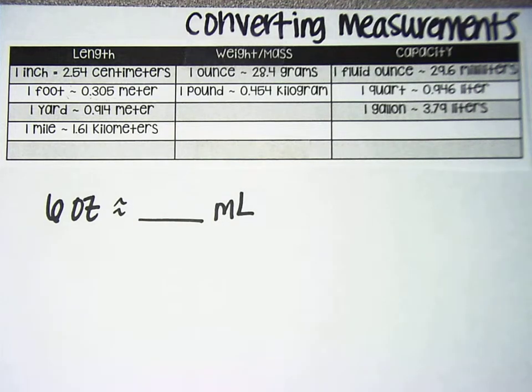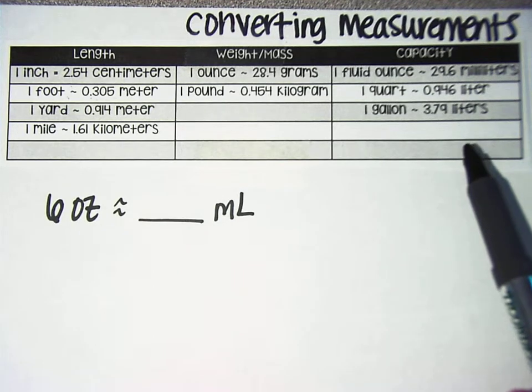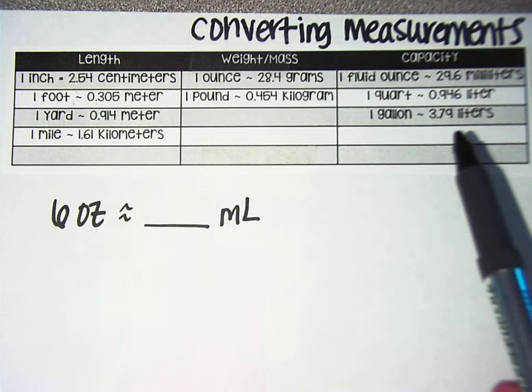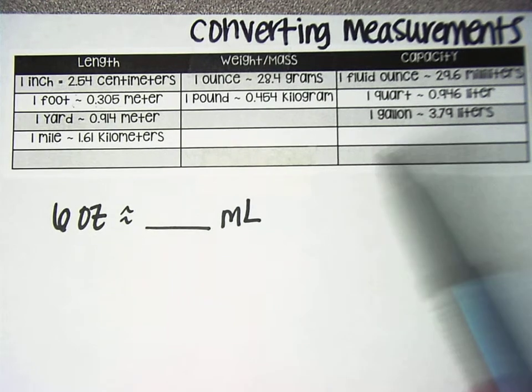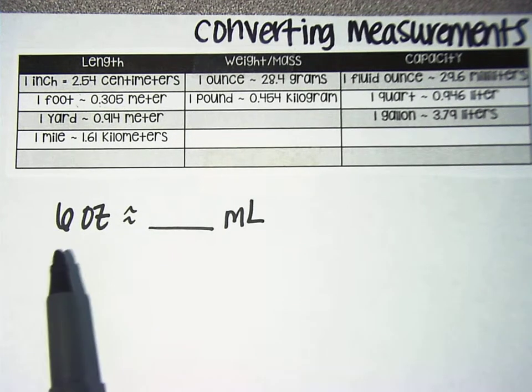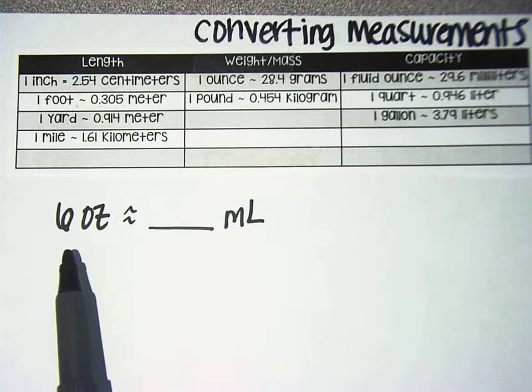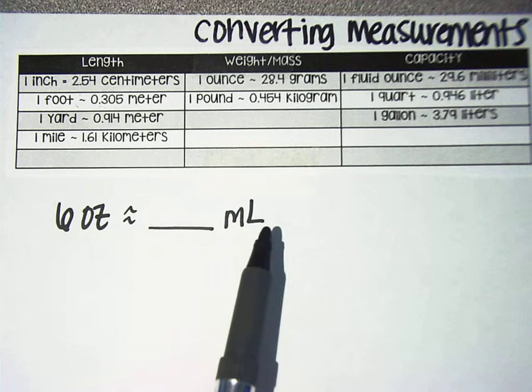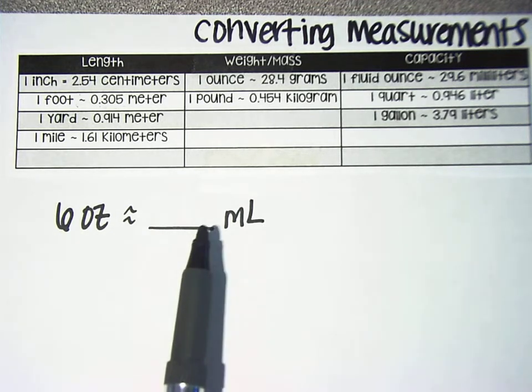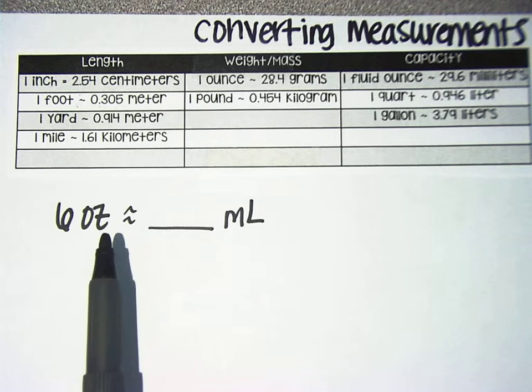Alright, so this is going to be a video about converting measurements. When we're converting measurements, we are going to be looking at converting between customary and metric. We've got this conversion chart that gives us a list of the conversion factors that we're going to be working with. So you're going to look at your problem and we see that we have 6 ounces is equal to so many milliliters. Okay, so we've got to figure out how many milliliters is equal to 6 ounces.